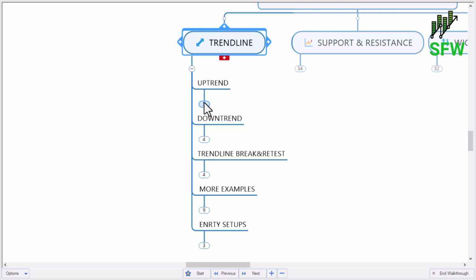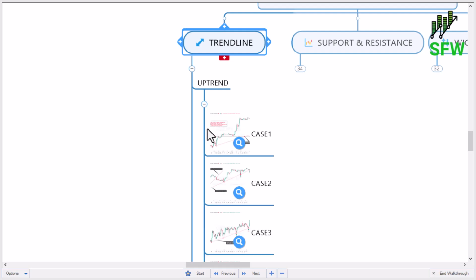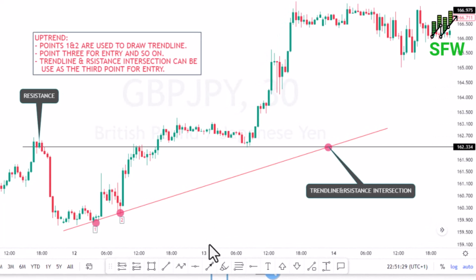Trend line, of course, we have an uptrend. In an uptrend, these are some of the phenomena that always take place. Case one. Take a look at the chart in front of you. In an uptrend, for us to establish our trend line, we always what? Connect two lows, point 1, point 2. After which, we are expecting the third touch on the trend line in order to take an entry position. But ask yourself, what if it doesn't happen?